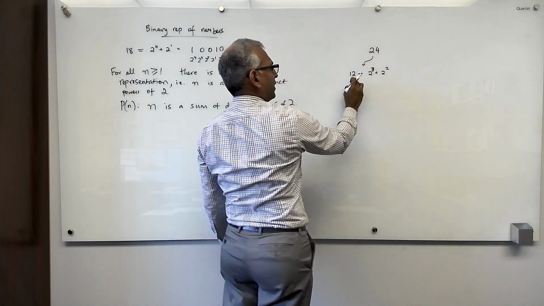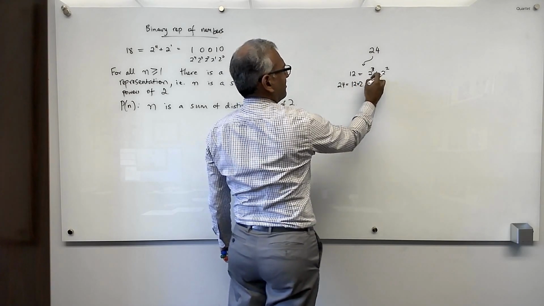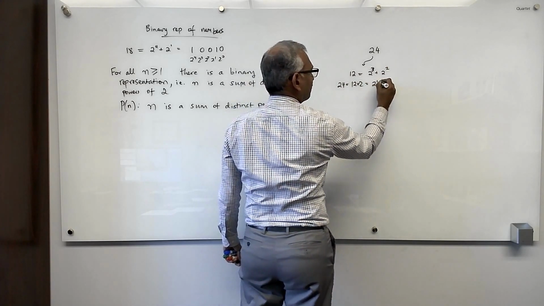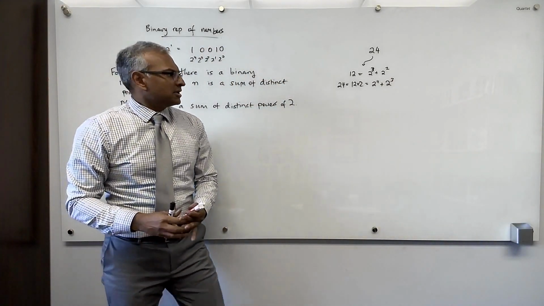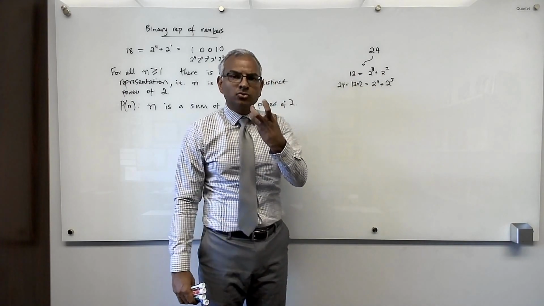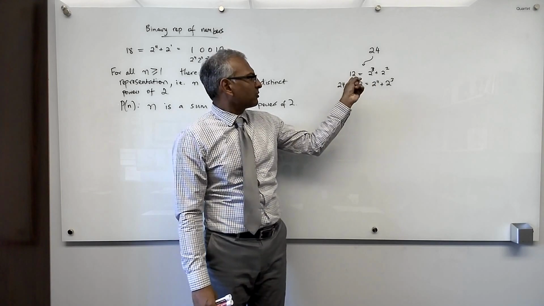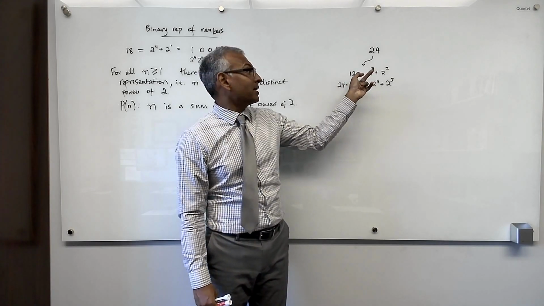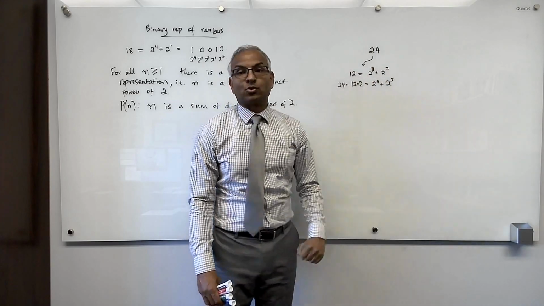But now since 24 is twice that, 24 is equal to 12 times 2. So if I multiply each term by 2, I get 2 to the 4th plus 2 cubed. And there, 24 is represented as a sum of distinct powers of 2. And all I needed to do that was to know how to do it for 12. So if I could represent this smaller number 12 by a sum of distinct powers of 2, I can do it for 24.